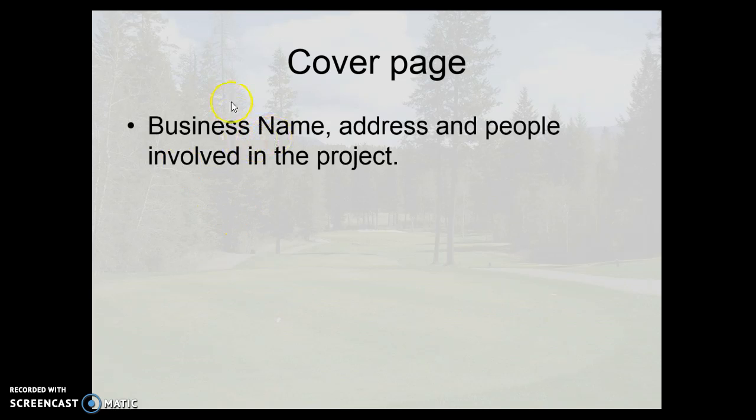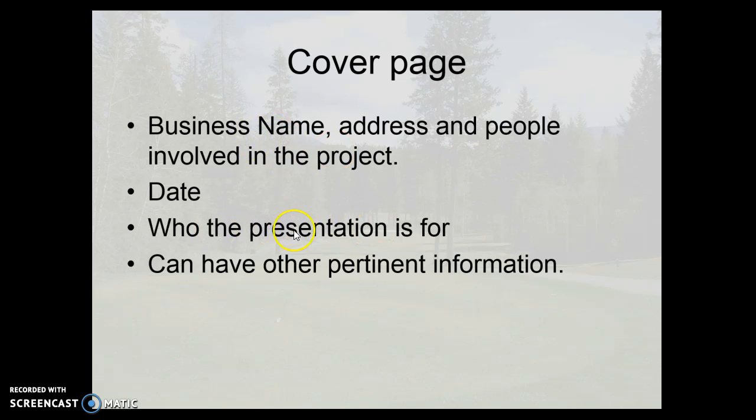So we've got to have a cover page, right? On that cover page we should have the business name. That should be front and center, the address, who's doing the project, you know, your group, all your group folks, who it's for. So it's going to be for this class, not necessarily who it's for, but for the entrepreneurship class, BMGT, whatever it is, 494, something like that. The date, who it's for, or at least what it's for. And it can have other pertinent information.